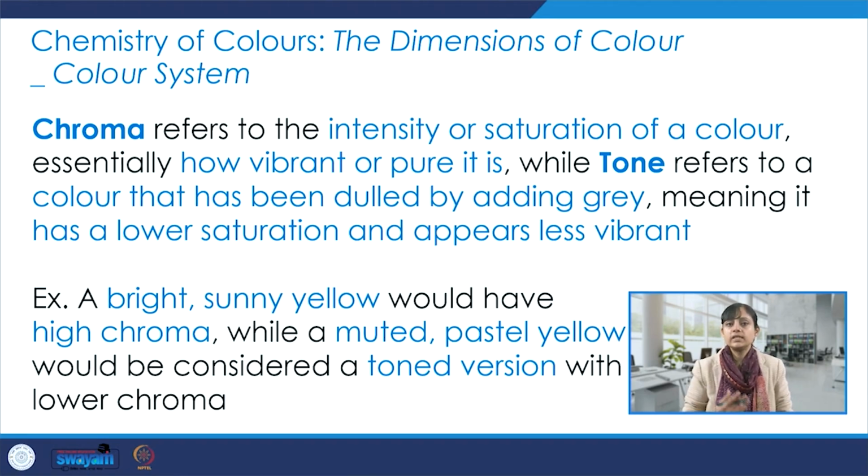So chroma refers to the intensity or saturation of a color, essentially how vibrant or pure it is, while tone refers to a color that has been dulled by adding gray, meaning it has a lower saturation and appears less vibrant. For example, a bright sunny yellow would have high chroma, while a muted pastel yellow would be considered a toned version with lower chroma. So depending on the choice and depending on the typology or the function where that color has to be used, there are different options available and the designers could take a call.